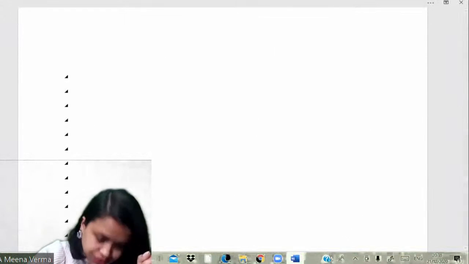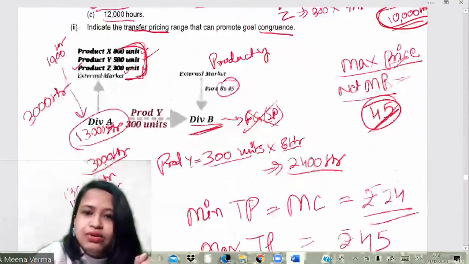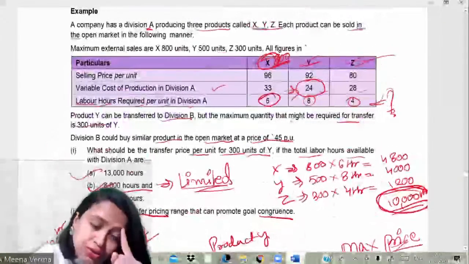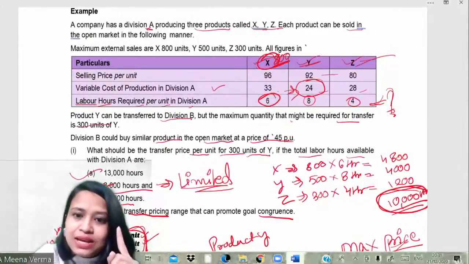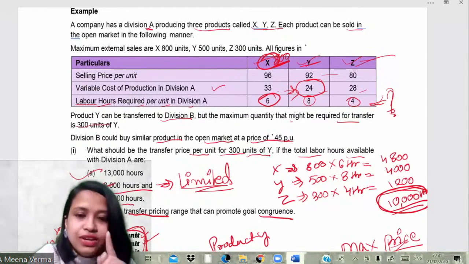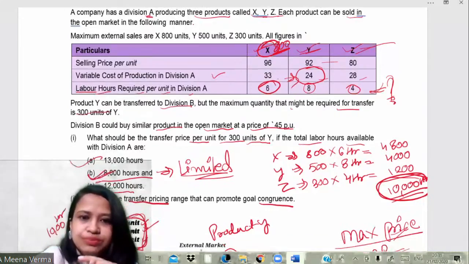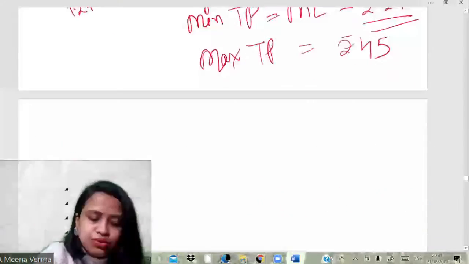Can you try to do this on your own? First consider the selling price, then variable cost, find the contribution per unit, and give the ranking. Do this portion of the question.